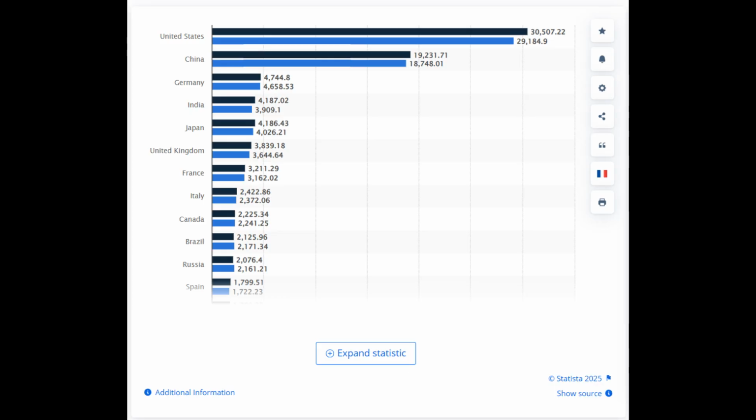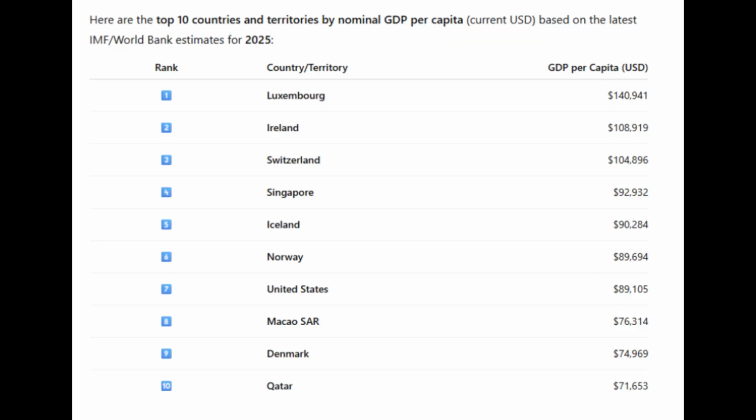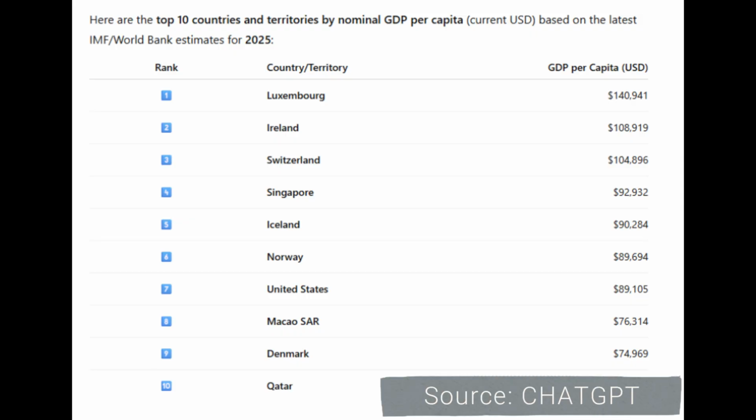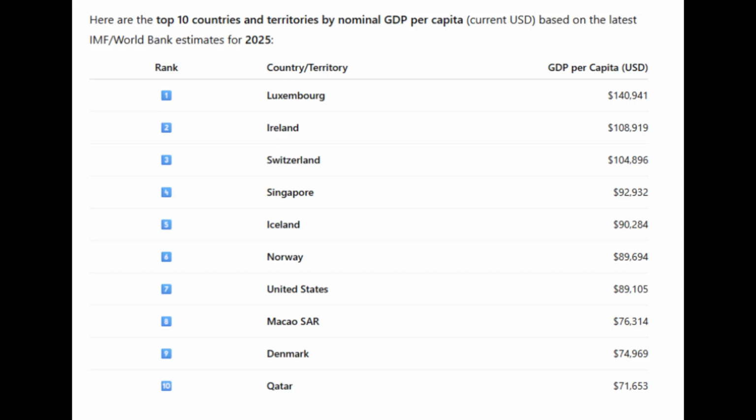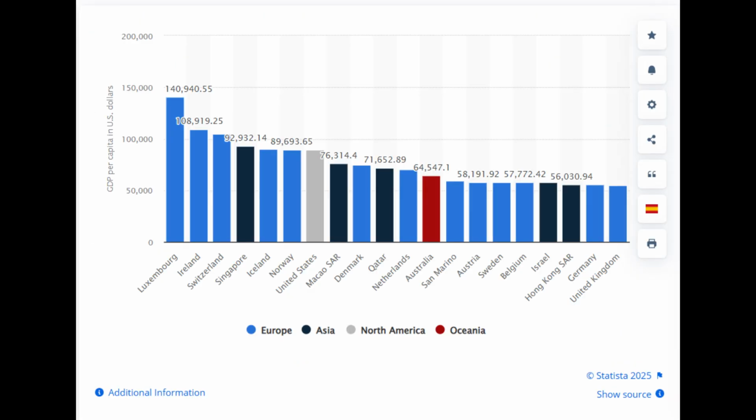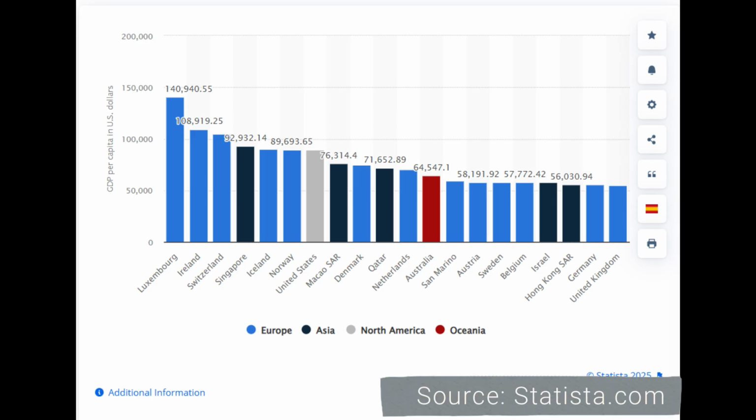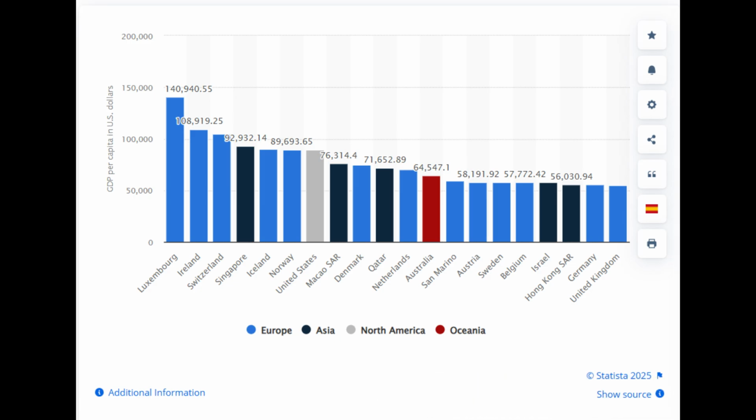Now let's flip over to per capita, and you'll see some different countries. This is taking the gross GDP divided by the population, a better idea of what the living standard, or at least from a GDP per capita perspective, some of these countries look like. Luxembourg, $140,000 per person. Ireland, $108,000. Switzerland, $105,000. Singapore, $93,000. Iceland, $90,000. None of those were on the largest GDPs from the prior data.